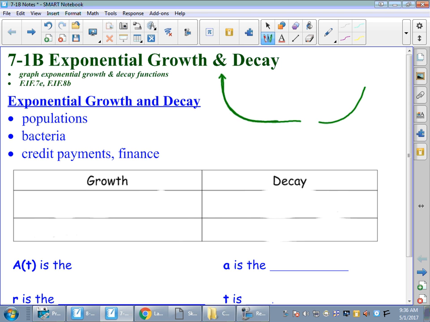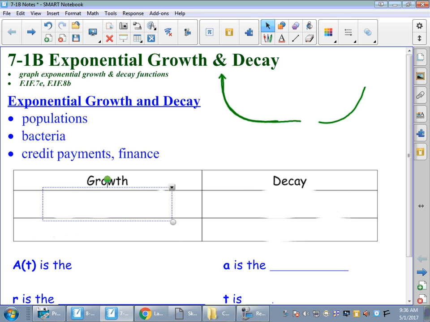Or we could even say a sneeze within a class of 30. Those 30 people could in fact go to 30 different classrooms and infect 30 more kids. So you can see how quickly it can increase. So that's kind of the difference. It's not a constant rate of change. It's exponential. It just skyrockets so quickly. Credit payments and finances, anything involving interest is exponential growth and decay.